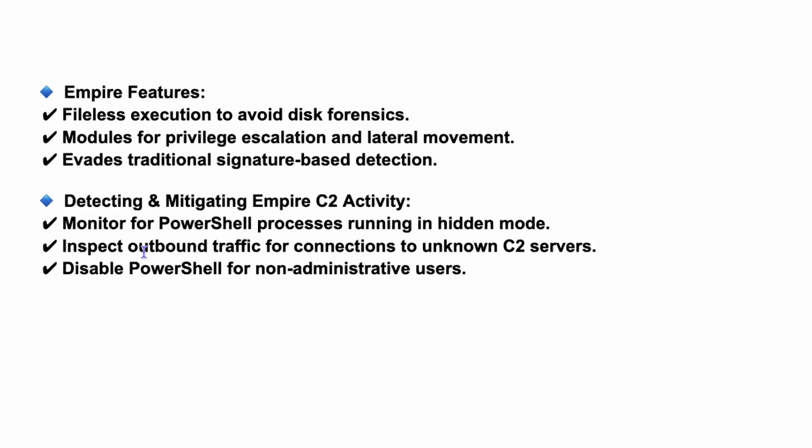You want to inspect outbound traffic for connections to unknown C2 servers. Very, very basic element right here, but very important. And then you want to disable PowerShell for non-administrative users, which is again really, really important, right?